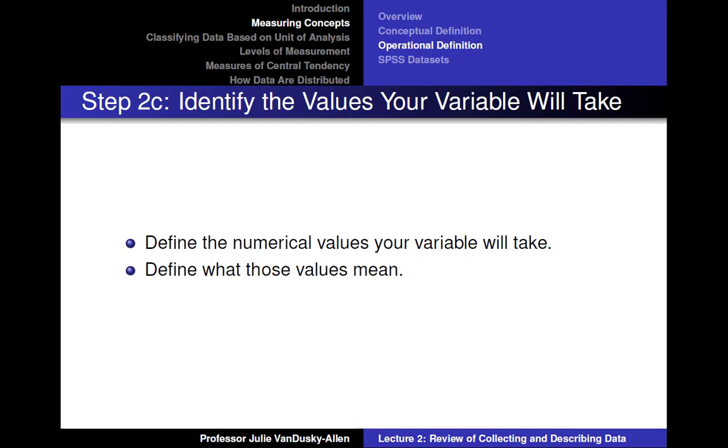The next step in creating an operational definition is identifying the values your variable will take and what those values mean.